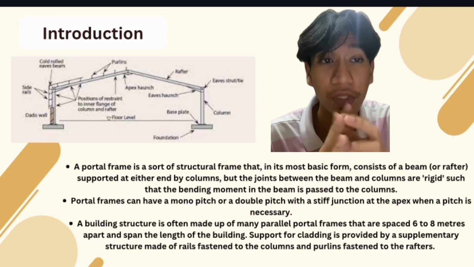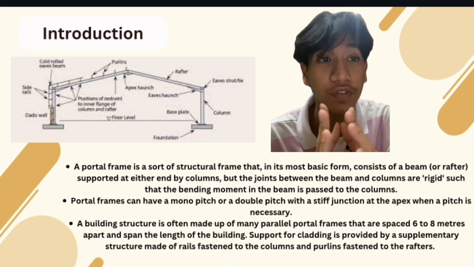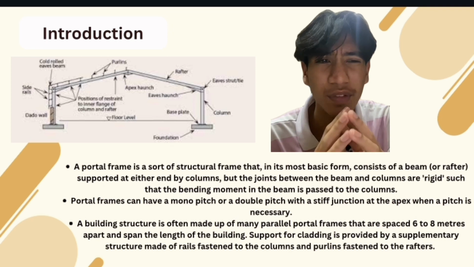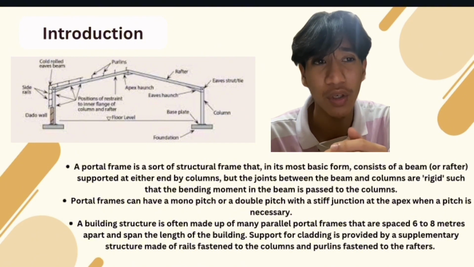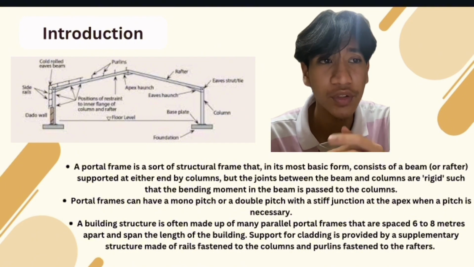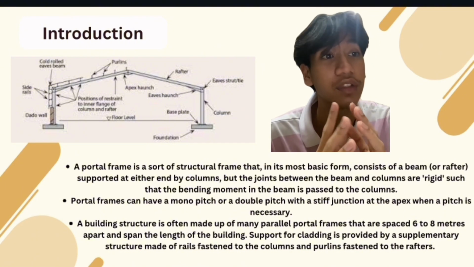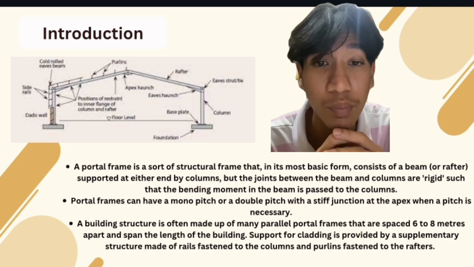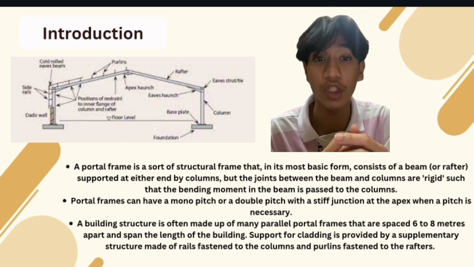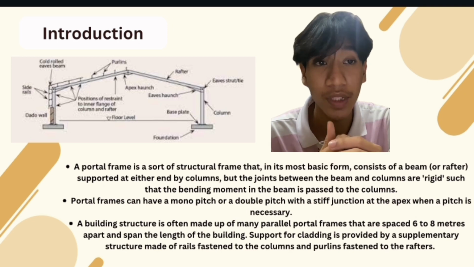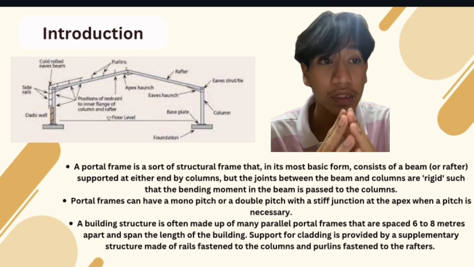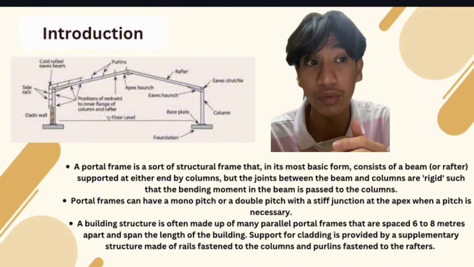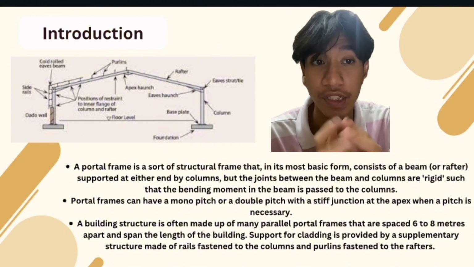A portal frame is a sort of structural frame that in its most basic form consists of a beam or rafter, like I said just now, supported at either end by columns, but the joint between the beam and columns is gripped such that the bending moment in the beam is passed to the column. The portal frame can have a monopitch or a double pitch with a stiff junction at the apex when a pitch is necessary.